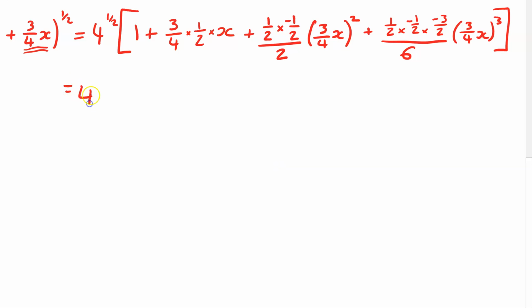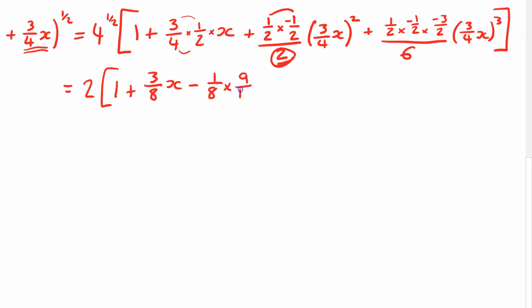Right, let's leave that. Oh, I could change that to a 2, couldn't I? Because that's the square root of 4, so that's 2. So I've got 1 plus. Now let's tidy up. We've got 3 over 8 x. I'm not going to put the minus there yet. From here, I've got a half times a half, which is a quarter. Divide that by 2 is an eighth, but it's actually a negative eighth. Times, and then if I square this bracket out, I'm going to get 9 over 16 x squared. It's very easy to keep putting pluses.